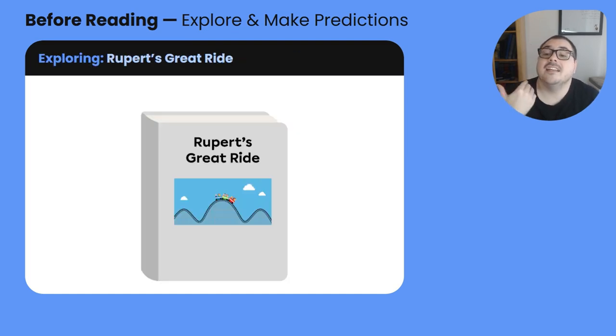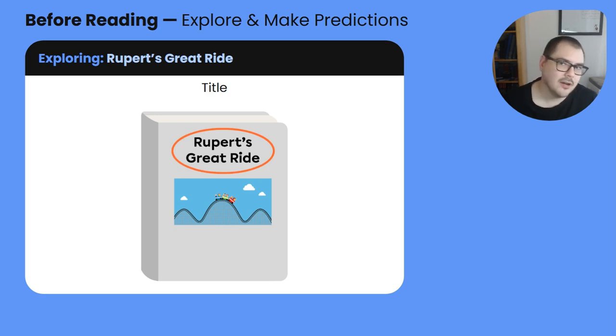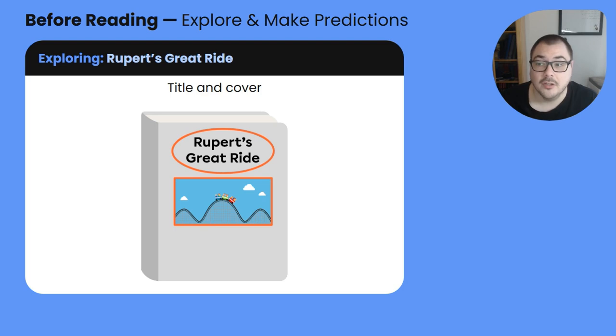Now, let's take a look at a different kind of text, this time a narrative text. This one is named Rupert's Great Ride. So the title tells us that this is probably a story about a character named Rupert, and he's going on a great ride. It also looks like the cover is showing a bunch of friends riding a roller coaster. So we can answer that question too, which is, what are they riding? It's a great ride, a roller coaster.